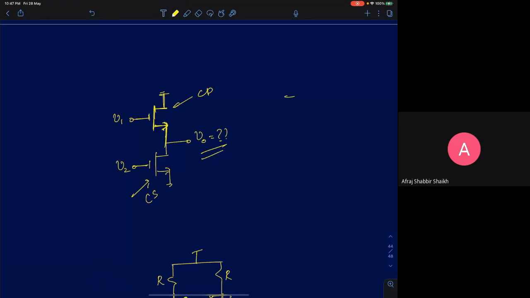So first I'll apply superposition to V1. I'll keep V1 alive and V2 is 0. If V2 is 0, and I assume R0 is infinity, what is the impedance looking down into this terminal? It is R0 of this transistor. If R0 is infinity, that will be infinity, so your source node is floating. If your source node is floating, then the bias current in this MOSFET cannot change, which means VGS has to be 0. So the source node voltage will also be equal to V1.